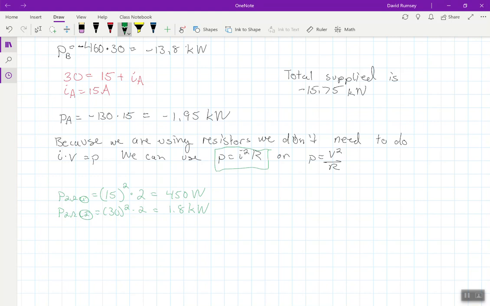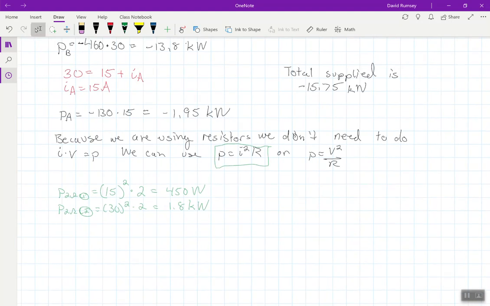As a side note, we could write 450 as 0.45 kilowatts. Sorry about the little flickering there. What happened is my tablet was running out of power. And so what I was saying is, instead of writing 450 watts up here, we could have written this as 0.45 kilowatts.